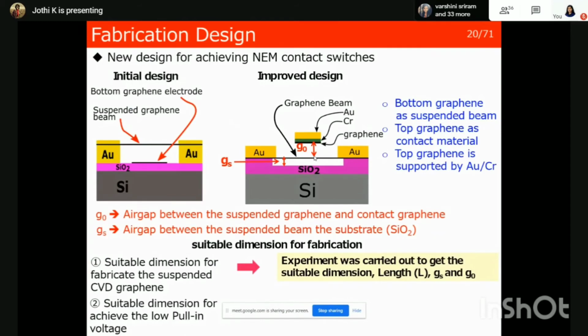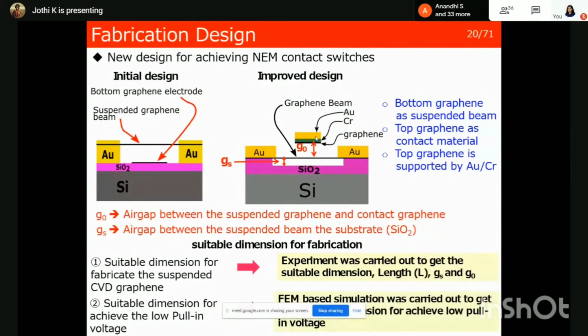Before getting into the real fabrication, we have done FEM simulation. Here are the first initial studies. I'm just showing if you are interested. Here is the first study. You can see there is a graphene beam, and then there's a gold electrode.